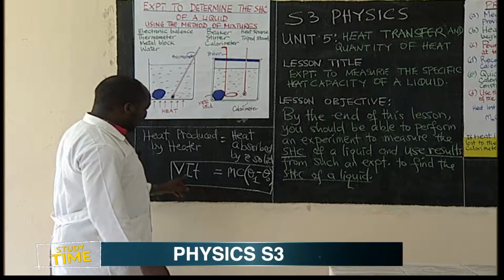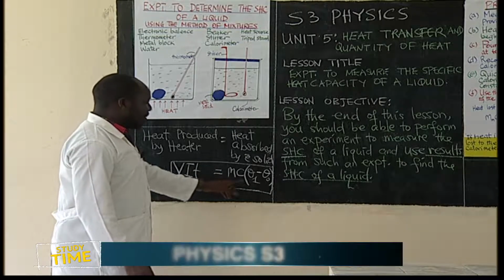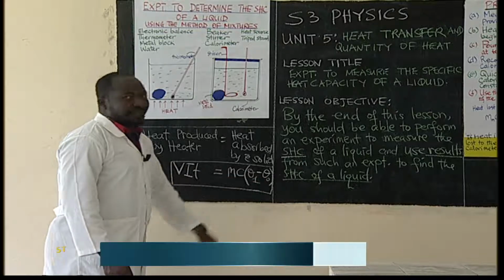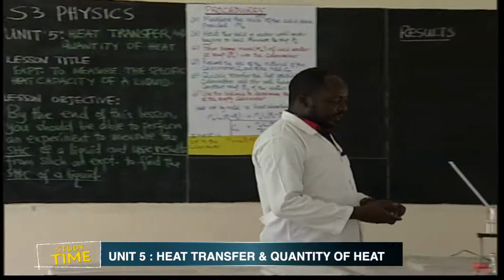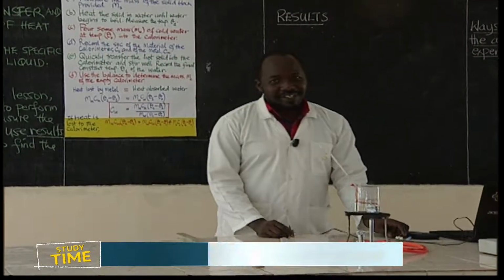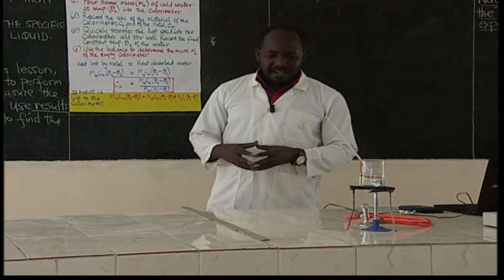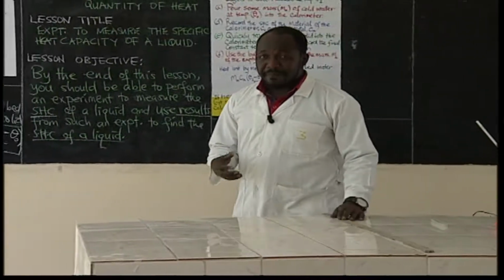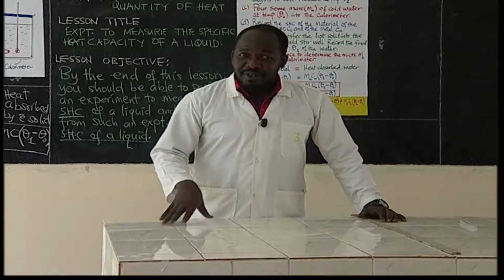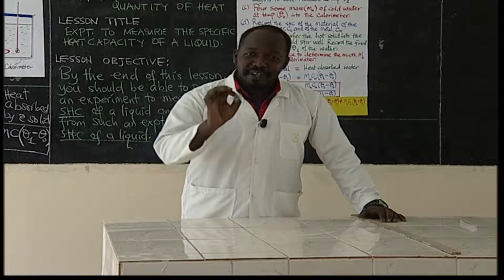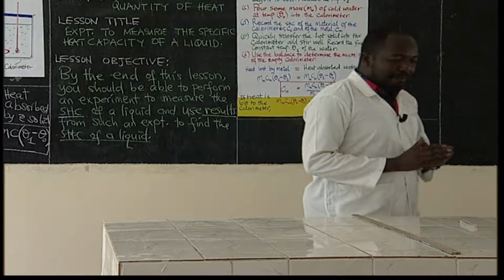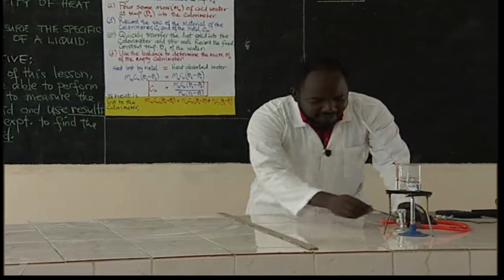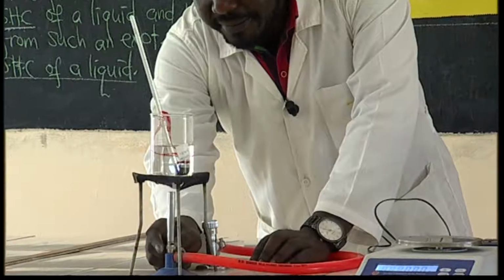C will be equal to VIT over M into theta 1 minus theta naught. So knowing all those, we were able to find the specific capacity of a solid. And so, my dear friends, my dear students, today, as I told you, we are going to concentrate on determining specific capacity of a liquid. And for us here, the liquid we are interested in is water.